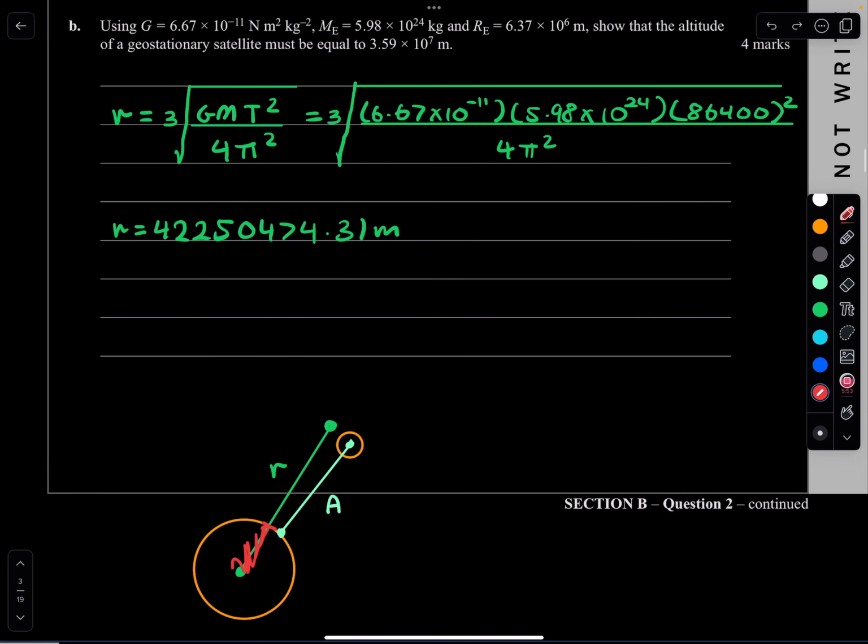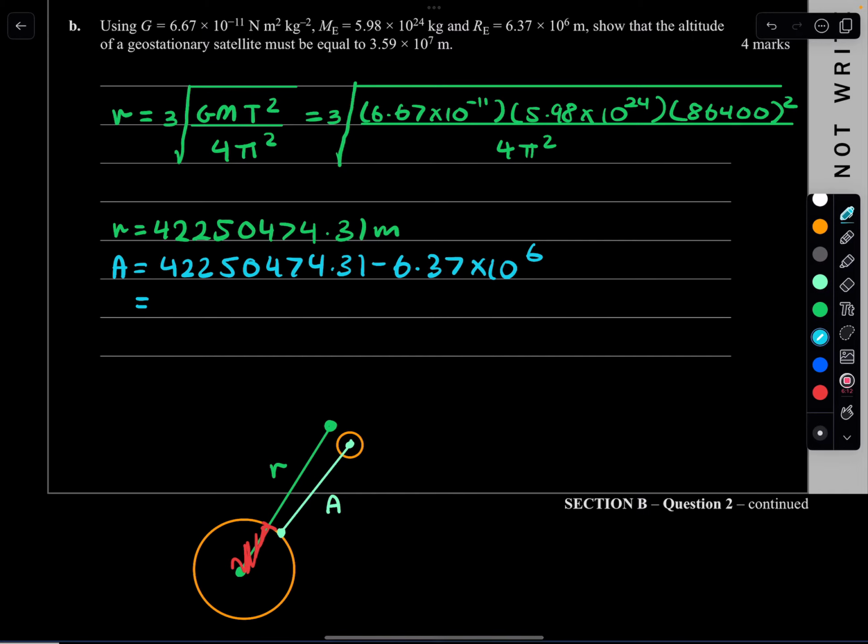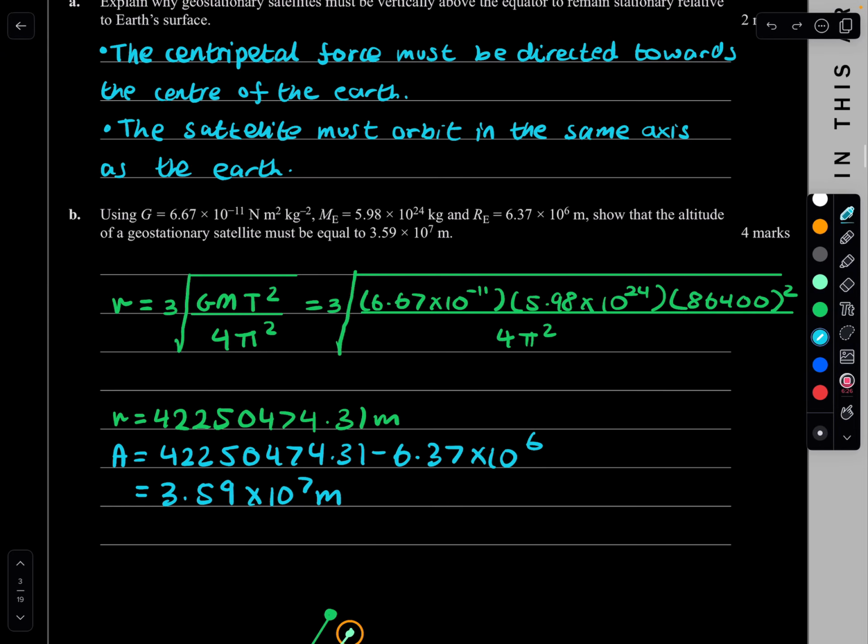So the altitude is 42250474.31 minus the radius of the Earth, which is 6.37 times 10 to the power of 6. And that's going to be what? That's going to give me 3.59 times 10 to the power of 7. So we've shown it. We've shown that's our altitude. Done. So we've proved it.